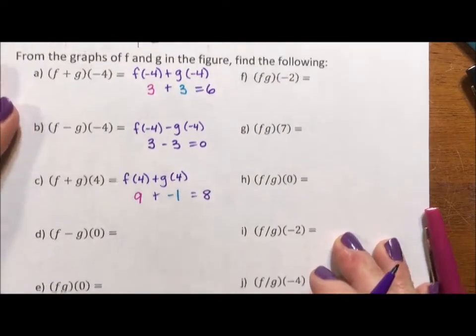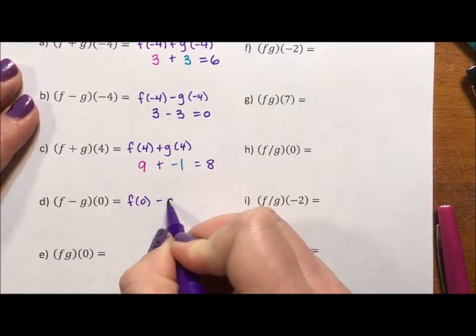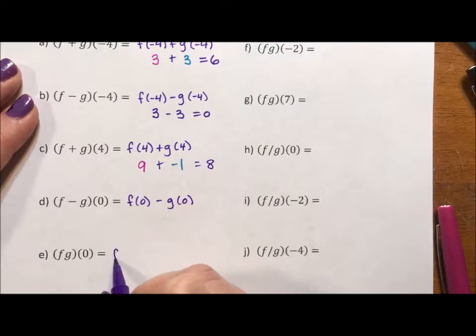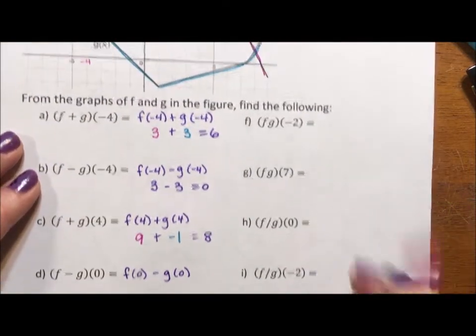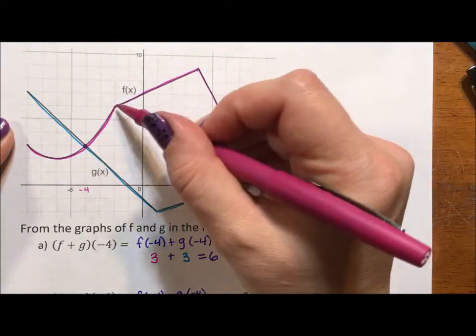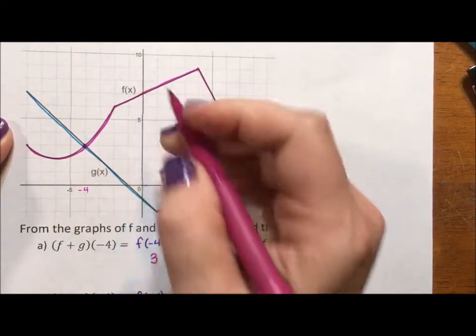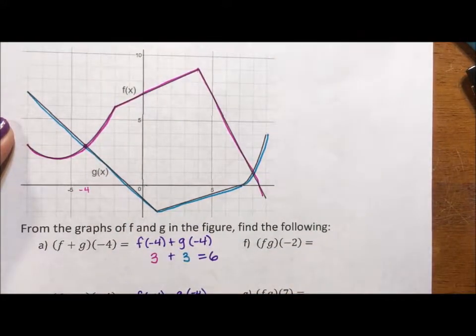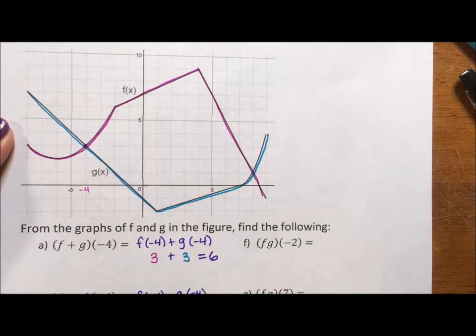All right, now we have two dealing with 0. F of 0 minus g of 0, and this one is f of 0 times g of 0. So let's go find our outputs here. F of 0. 0 is our y-axis. So f of 0 is where the f function crosses the y-axis, which is right here at 7. And then g of 0 is where the g graph crosses the y-axis, which is right here at negative 1.